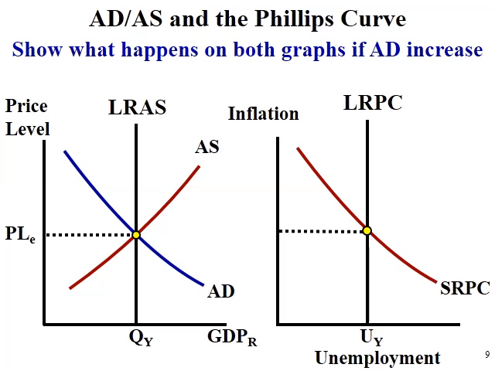Now again, make sure you've got them all labeled correctly, and let's see what happens when aggregate demand increases. So when we're on our aggregate demand, aggregate supply graph, we know that an aggregate demand increase would shift that curve to the right.